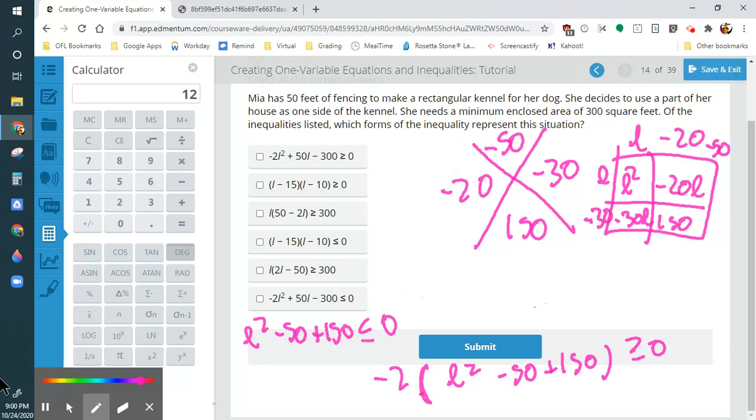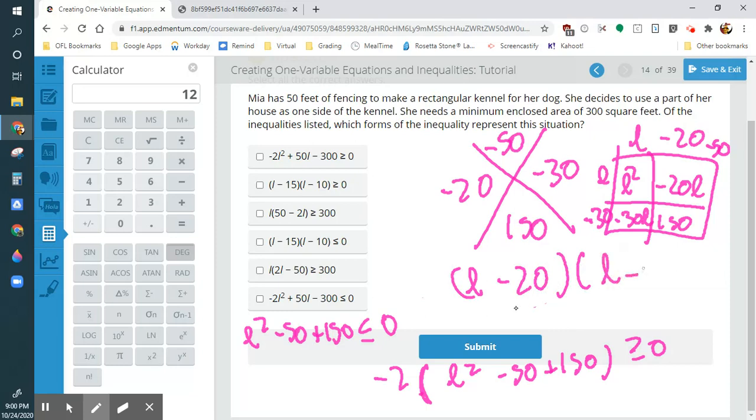So there's a few equations that we might get here. So this also means that we have L minus 20, and we also get this L minus 30. So since the lower one is 20 and the higher one is 30, that means this L is stuck in between, because it's a less than. It's stuck in between this 20 and this 30.